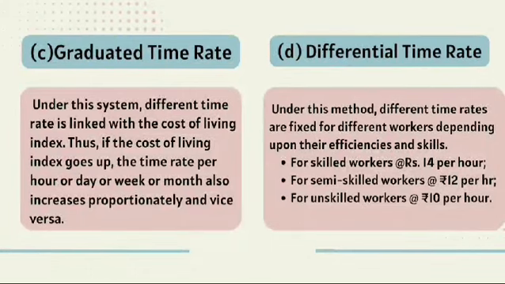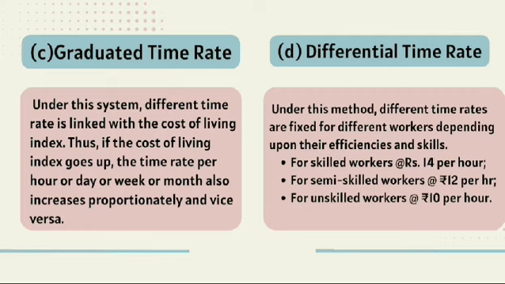The third method is graduated time rate system. This system is linked with the cost of living index. If the cost of living index increases, the time rate will also increase proportionately and vice versa. So this method is liked by the workers in a period of rising prices because they are compensated for the increase in the cost of living index.